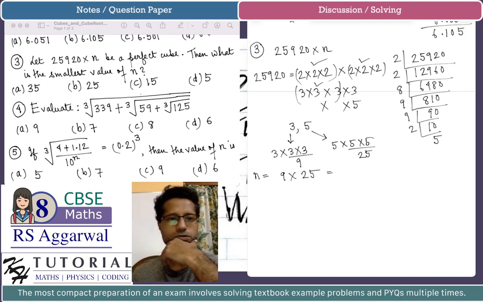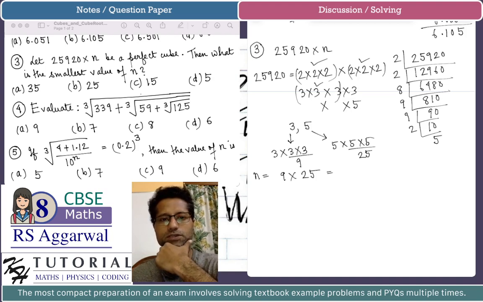If the question was, what is the least value of n by which the number 25920 is to be divided to make it a perfect cube, then the answer would have been 3 into 5, 15. But it is asking the least number n which, when multiplied with 25920, will make it a perfect cube.